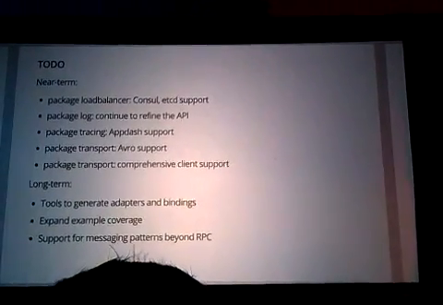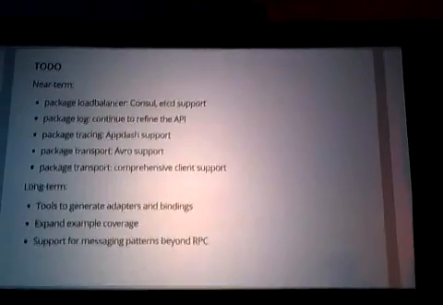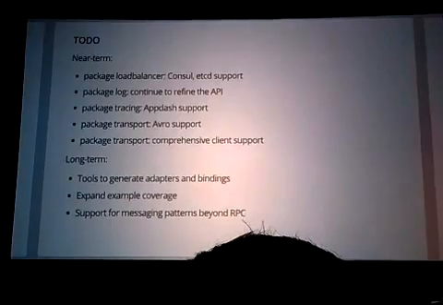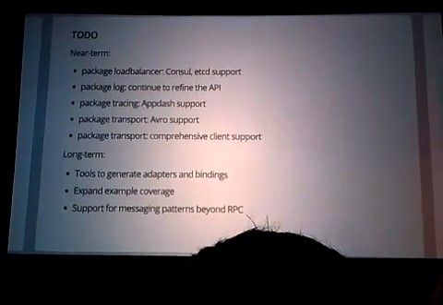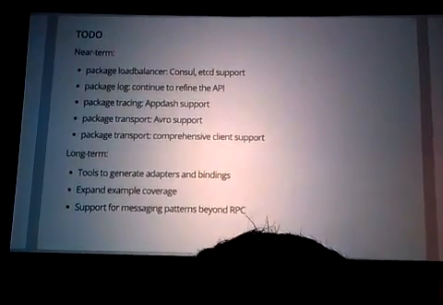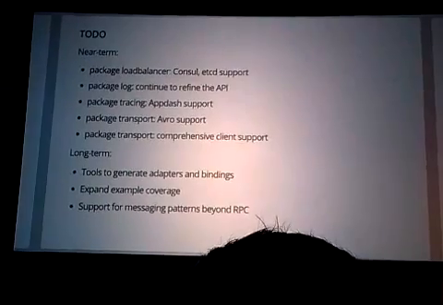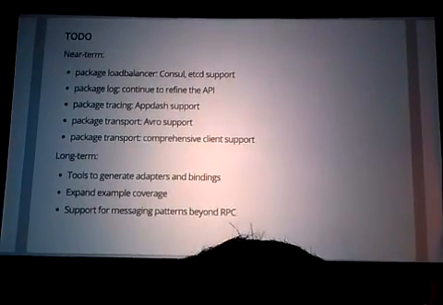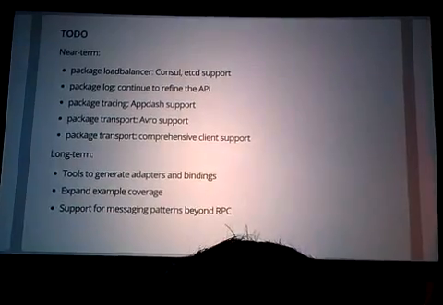Okay. So what's next in the GoKit world? Well, we have a pretty concrete to-do list. We have some near-term things, a lot of things that we know we need to implement or want to implement. There are issues filed for all this stuff. Longer term, I want to build tools to generate these adapters and these bindings. It's a lot of boilerplate. I think it can be done. I'm not sure how yet. We want to expand our example coverage. That's, of course, very important. And as I mentioned earlier, we want to support messaging patterns beyond just simple RPC.